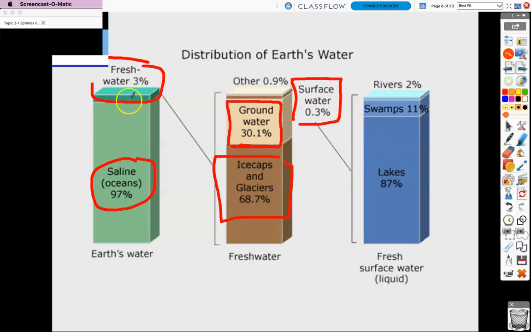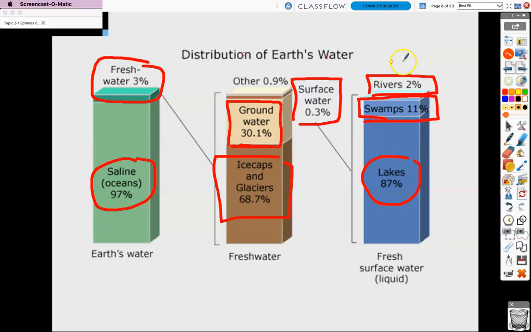So you have 3% of all the water is fresh, 1/3 of that 3% is surface, and then the surface water is broken into this column. 2% is your rivers, like the Hudson and Mississippi, etc. 11% is your freshwater swamps, and then 87% of all the fresh water is in your lakes. So that's 0.3% of 3%. So it's a very small fraction that is actually fresh water on the surface. Very small percent.